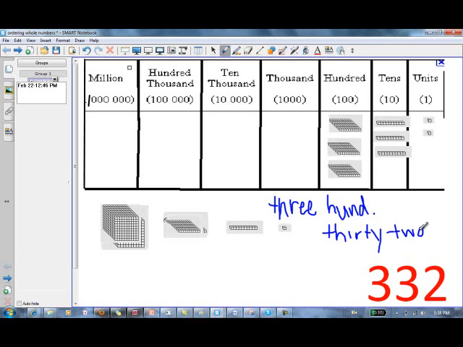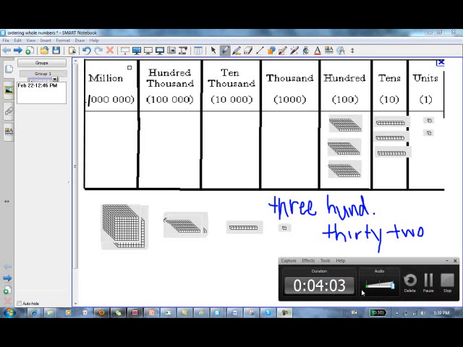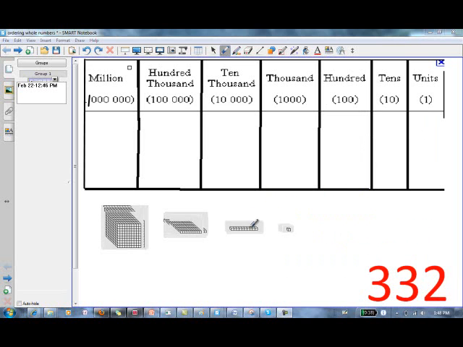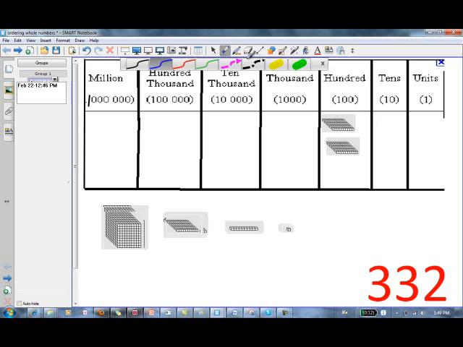Can you think of any other ways that we can place 332 into the place value chart? Hello, we're going to look at another way that we can write 332 into our place value chart. How about if we took one of these and another one, so 100, 200, let's write that down so we don't forget, 200 here.